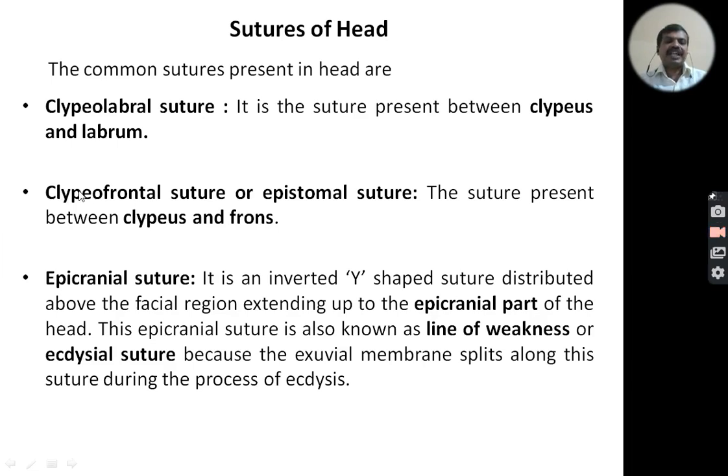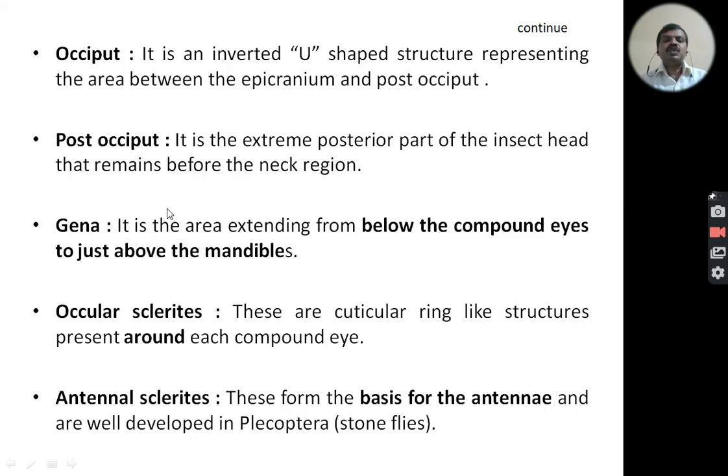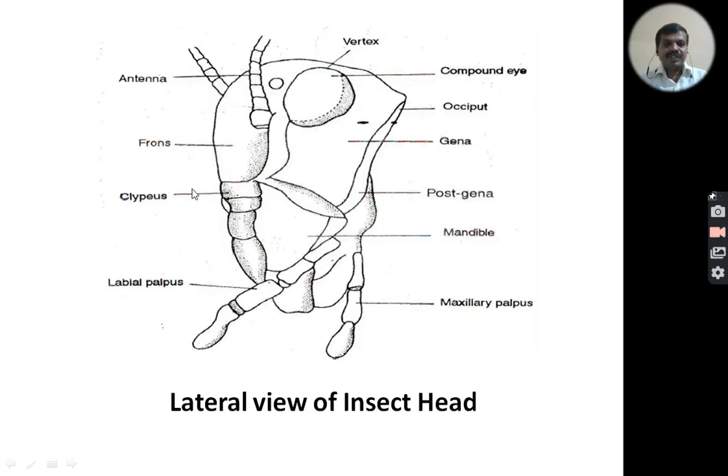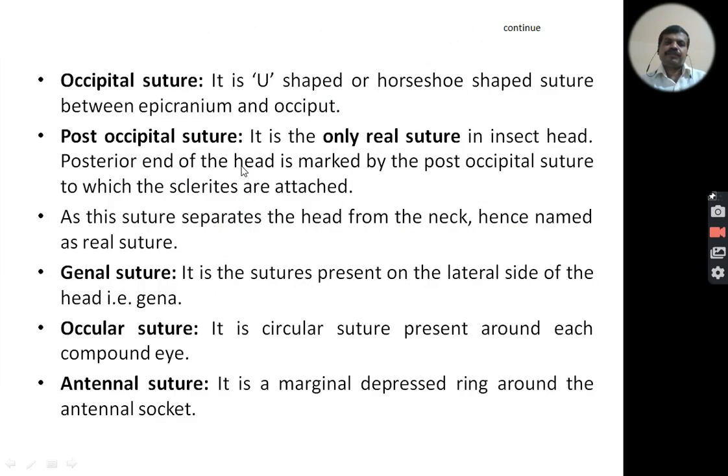As the name itself indicates, clypeofrontal: the clypeus and frons are attached by means of a suture called the clypeofrontal suture. So this is the clypeus and this is the frons. These two sclerites are attached by means of the clypeofrontal suture.